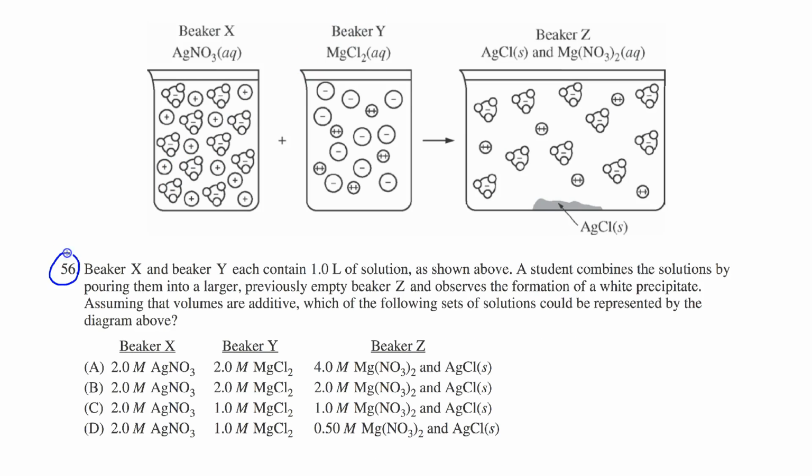Okay, number 56, we've got a particulate diagram, and we're going to add silver nitrate to magnesium chloride, and we're going to precipitate. They're telling us it's happening.